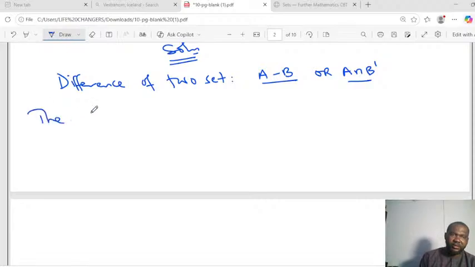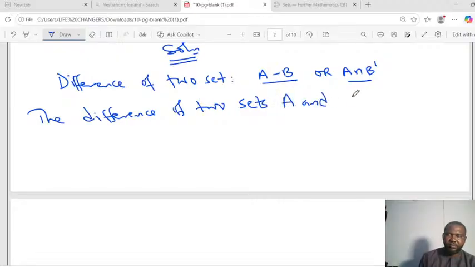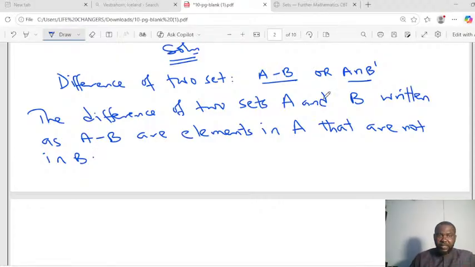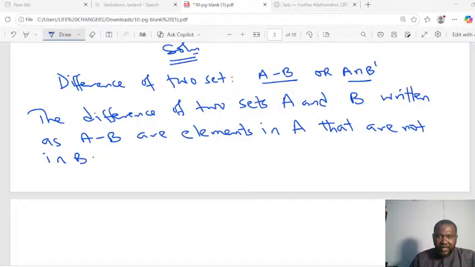The difference of two sets A and B, written as A minus B, are elements in A that are not in B. The difference of two sets A and B written as A minus B are elements in A that are not in B.